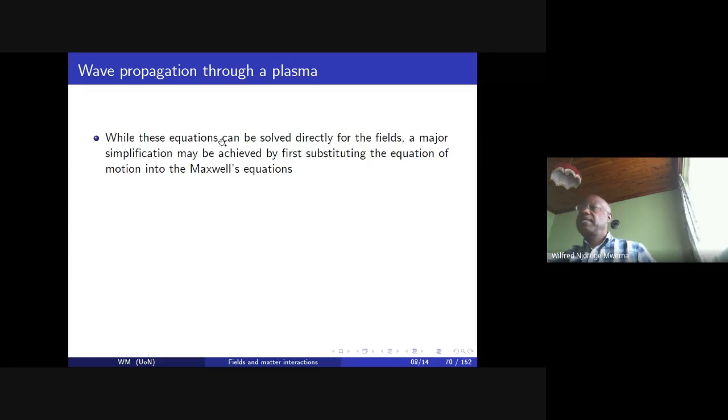So while these equations can be solved directly for the fields, we may get a major simplification if we first substitute the equation of motion into the Maxwell's equations themselves. We know that v is given by q over j omega m multiplied by E, and therefore, where we have v in the Maxwell's equations, we replace it by this equation. We get simpler expressions.